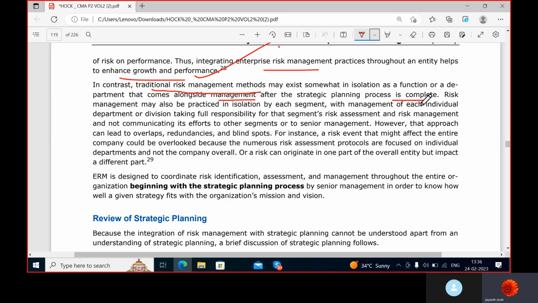You understood now what I'm saying? Yeah, sir. Now when the strategies are prepared, the risk factor is considered along with the strategy preparation process. So now there's no isolation, but there's an integration.